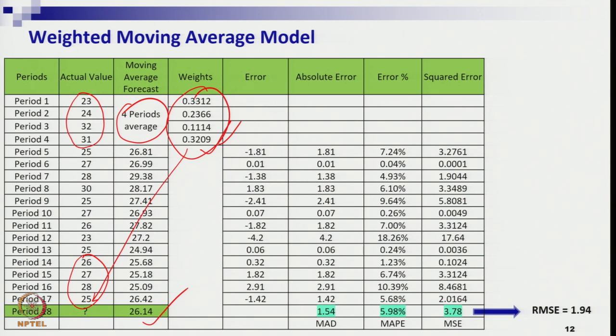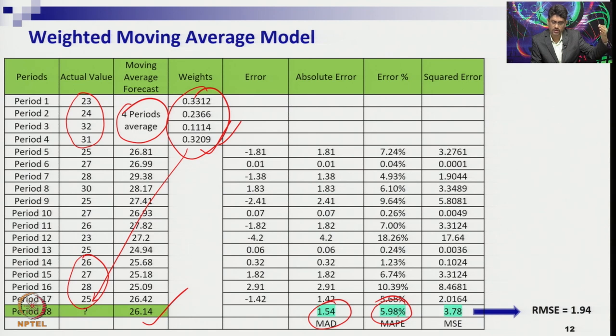So let's see the measure of accuracy for this particular weighted moving average model. Here we found MAD 1.54. And look at the MAPE, since we are comparing MAPE only. Here you can see 5.98, which is lesser than even simple moving average. In the naive method, we found around 9 point something, or say around 10%. In simple moving average, it was 6 point something, 6.34. So the percentage of error has reduced in simple moving average.